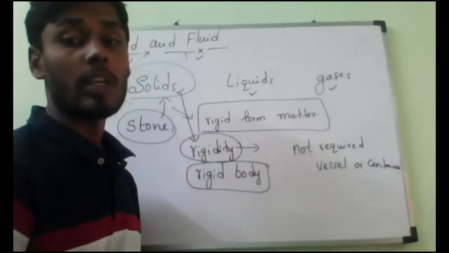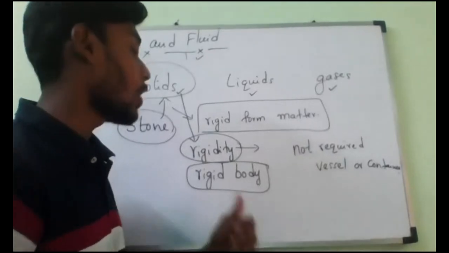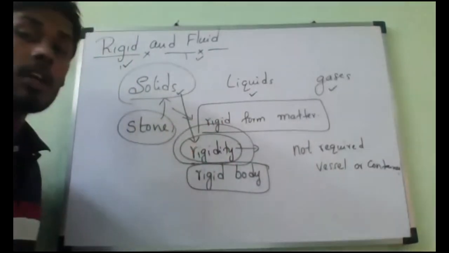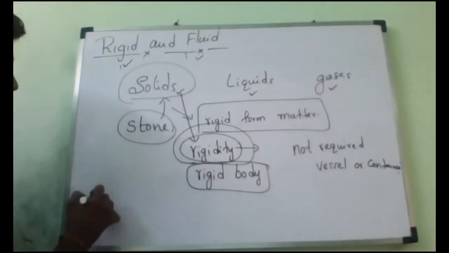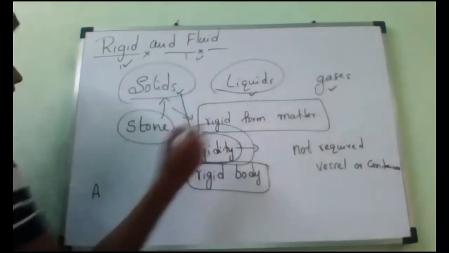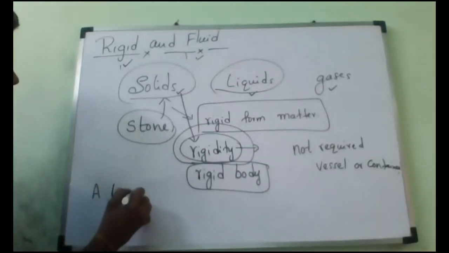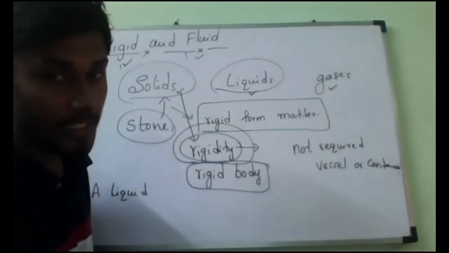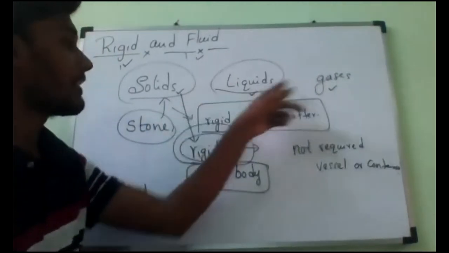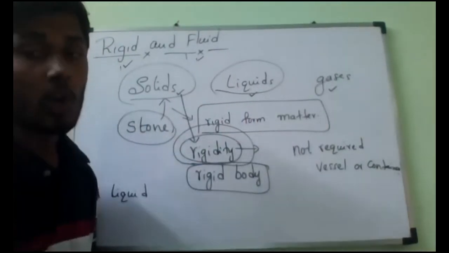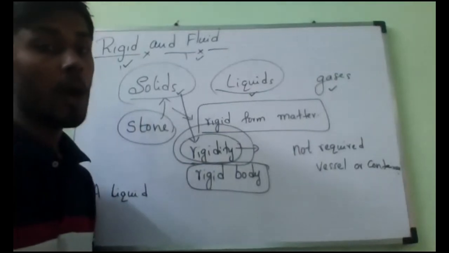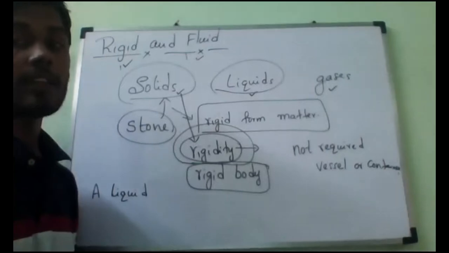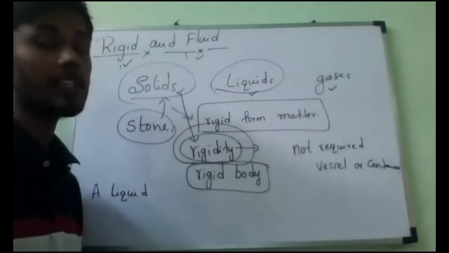So that kind of body is called a rigid body, and the property of rigid bodies is called rigidity. Now let us come to liquid. The second state of matter is liquid. A liquid is a fluid, understanding? Both liquids and gases are called fluids. A liquid is a form of matter which occupies the lower part of the container in which it is kept.